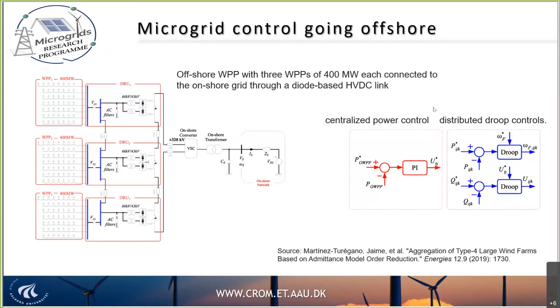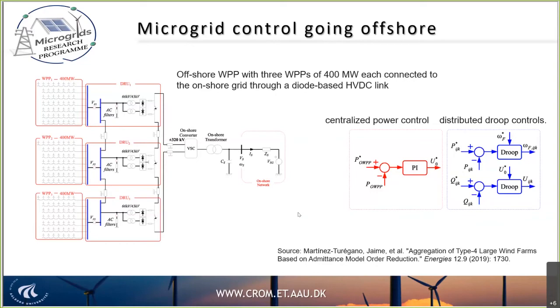On the one hand, they are using distributed droop controllers. You can see here the classical frequency versus active power droop in order to share the power between wind farms. And then the other is to use the reactive power versus voltage droops in order to share reactive power compensation as well. And then we have a centralized power controller, which we normally use in the secondary control or even in tertiary control, just to fix the amount of power that you want to inject from your offshore wind power plant to the main grid.